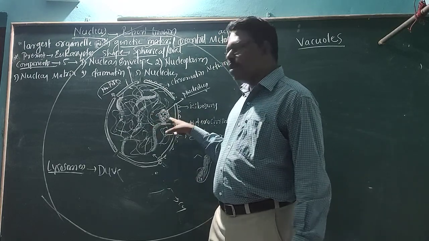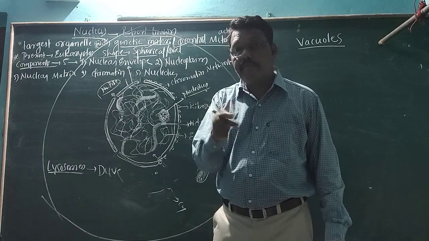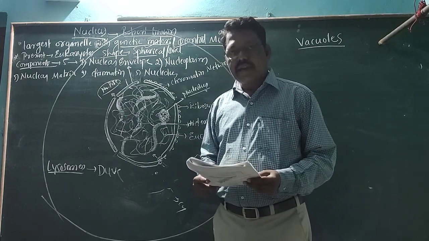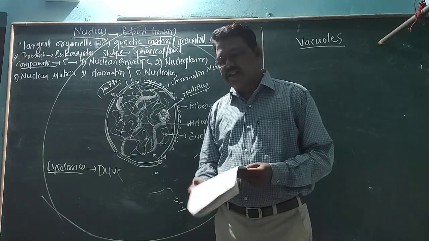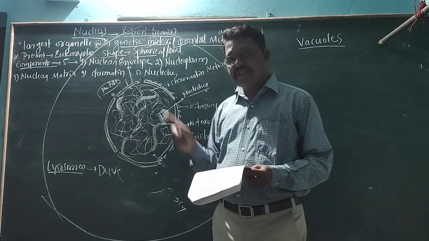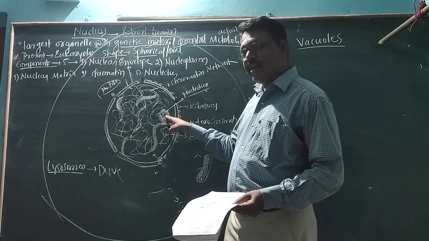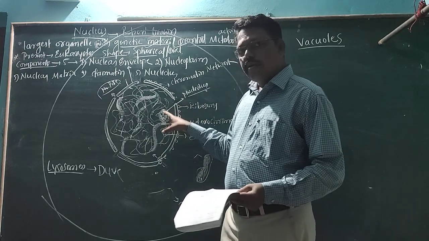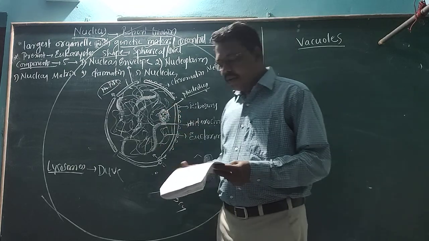This one is what? Nucleolus. It does not have what? Membrane. You must mind it. Then, membraneless. Then calcium ions. Calcium ions are within that nucleus, and they will maintain the shape of the nucleus.